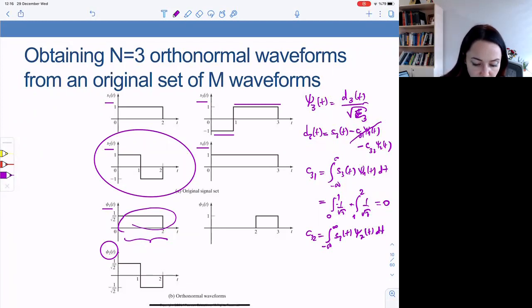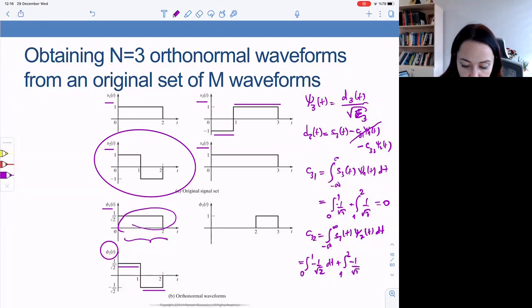Phi2 is here, 1 over square root of 2, -1 over square root of 2. Okay, now we're going to get some positive inner products. From 0 to 1, we have -1 over 2 square root of 2 dt. And from 1 to 2, we have again -1 over square root of 2 dt. As a result, we have -1 over square root of 2 plus -1 over square root of 2, which is negative square root of 2.